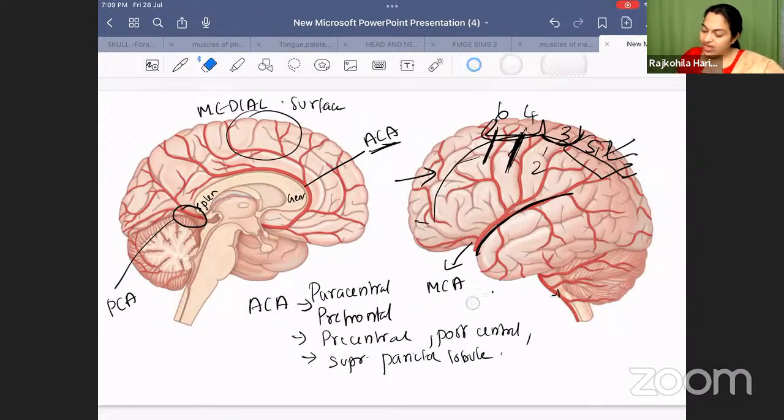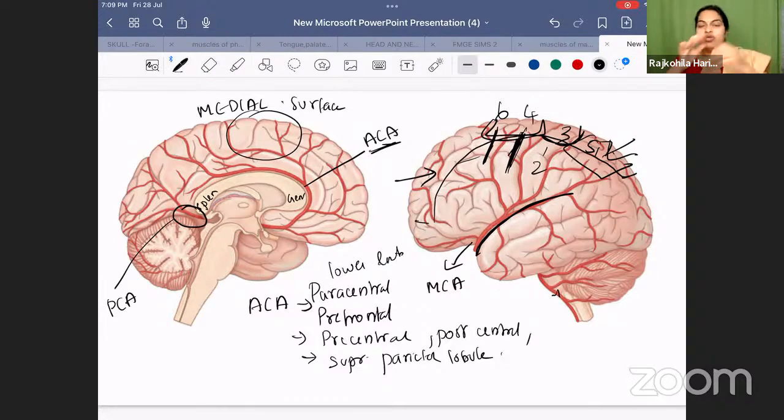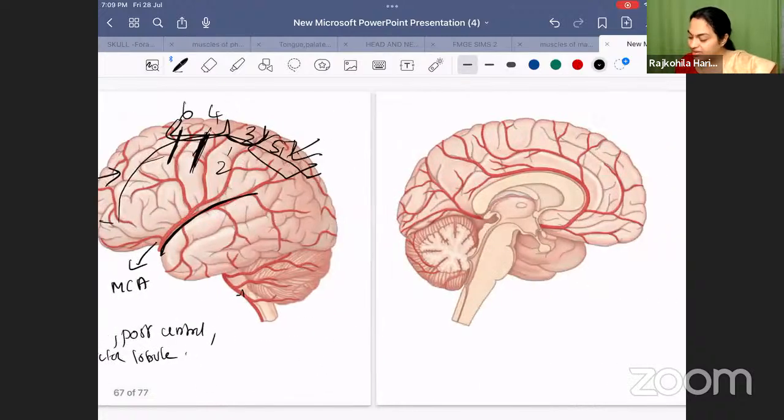The lower limb, okay. Paracentral lobule, we saw it as the lower limb, right? Both motor and sensory component. So that's about the anterior cerebral artery.